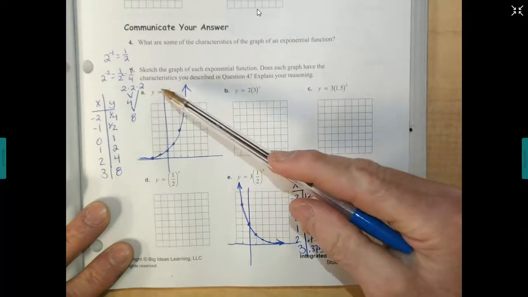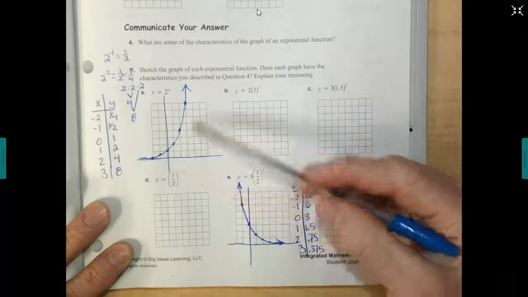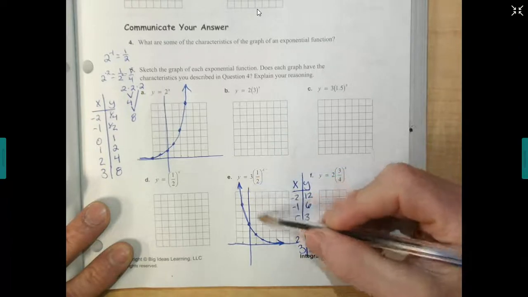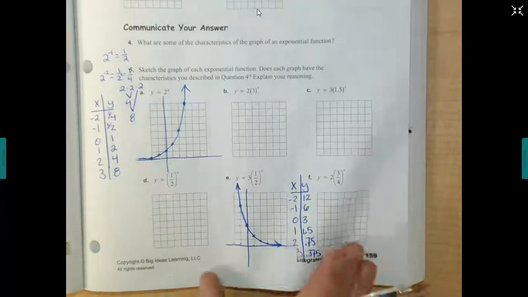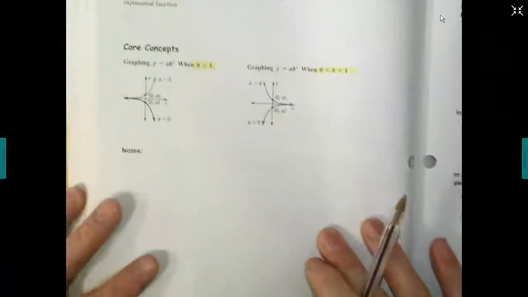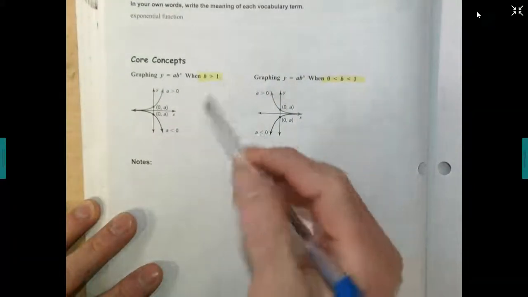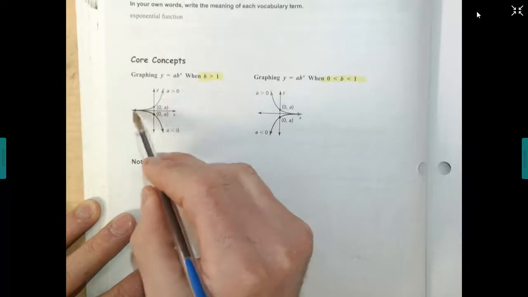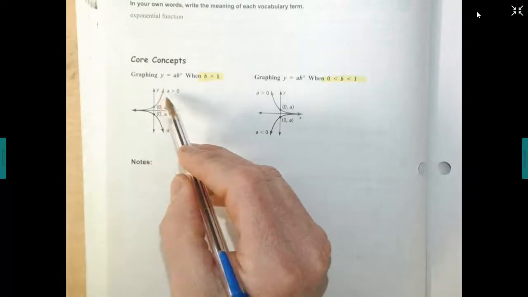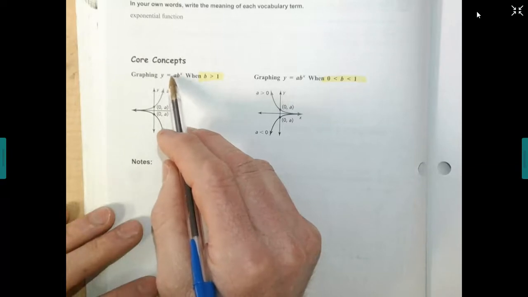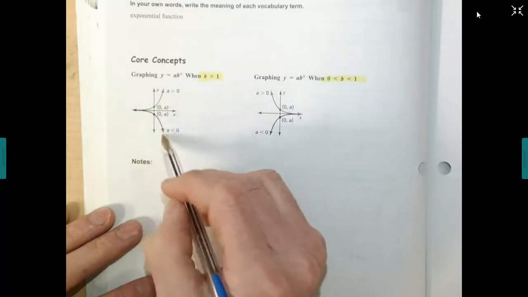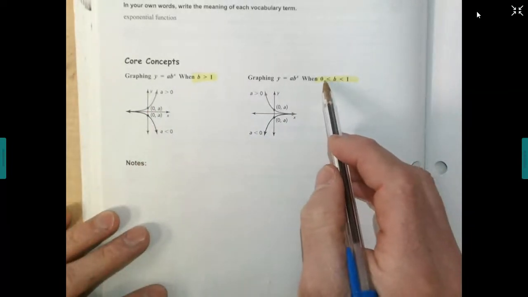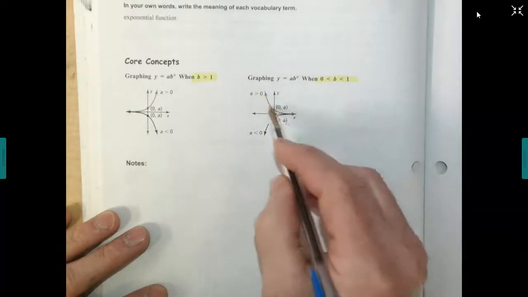Notice how this is greater than 1. We have exponential growth. This is between 0 and 1. So we have exponential decay. All right. So, mentioned this earlier. But when b is greater than 1, you have an exponential growth. Now, if I were to have a negative here, a -a, I would have this right here. So this is a positive, negative. Now when b is greater than 0 but less than 1, I'm going to have this decay.